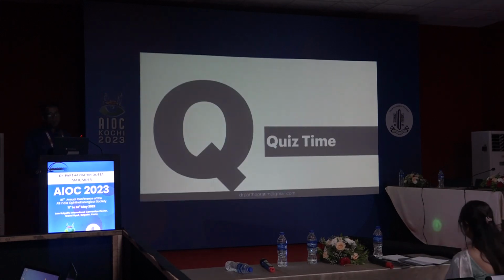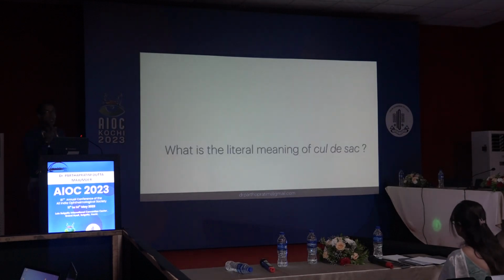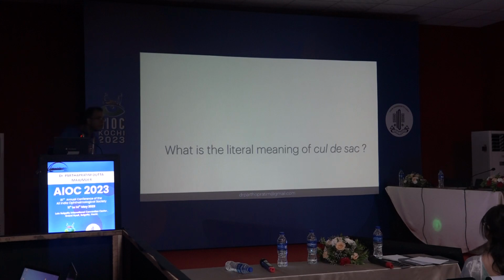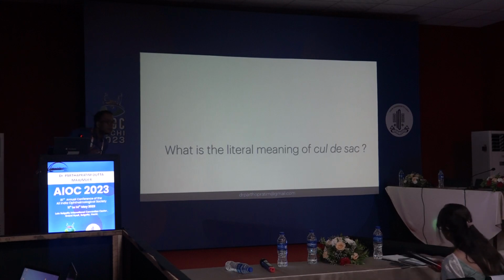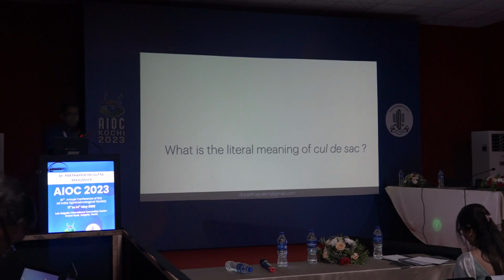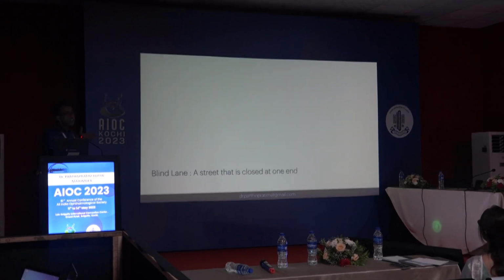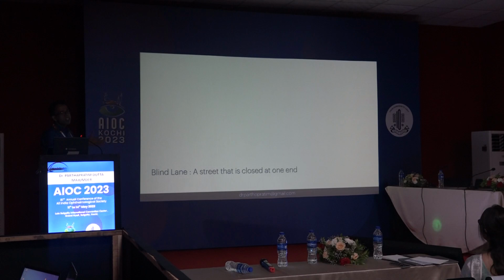So this is the quiz time. I'll ask one simple question, because for Q, I could not find any anatomical structure with Q. Can any one of you tell me the literal meaning of cul-de-sac? Anyone? Yes? Bag. No, cul-de-sac is not bag. It's called a blind lane. When you go to a street and suddenly, after walking some distance, you find that it's closed, there is a dead end. So that is basically the cul-de-sac. The conjunctival cul-de-sac means the same as that.